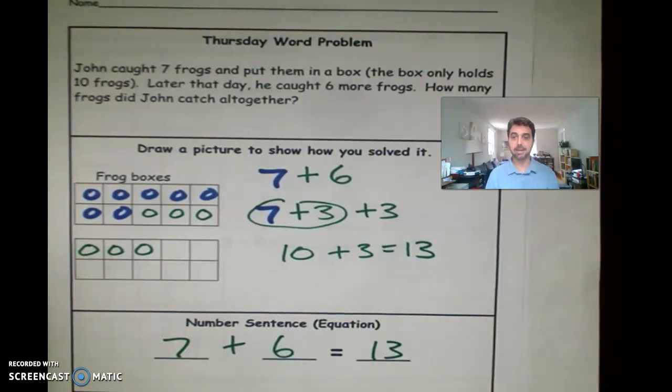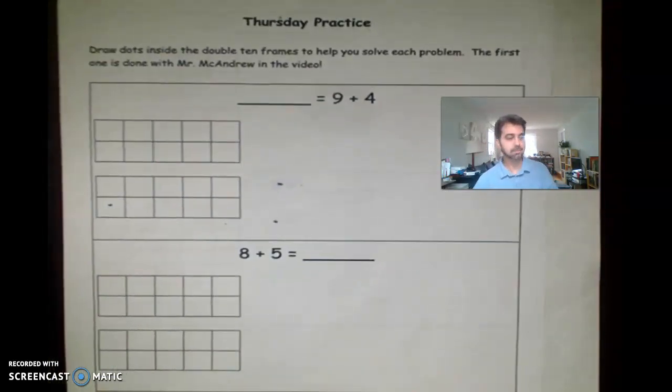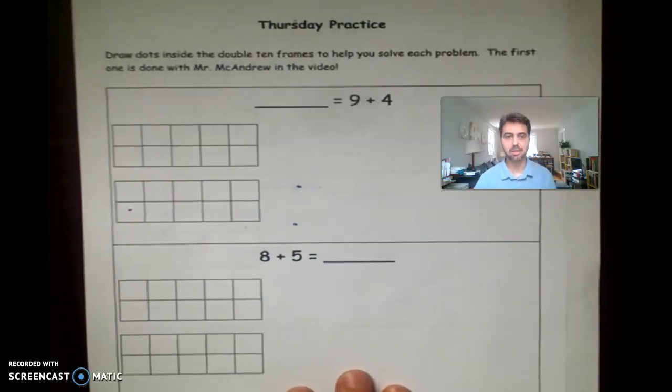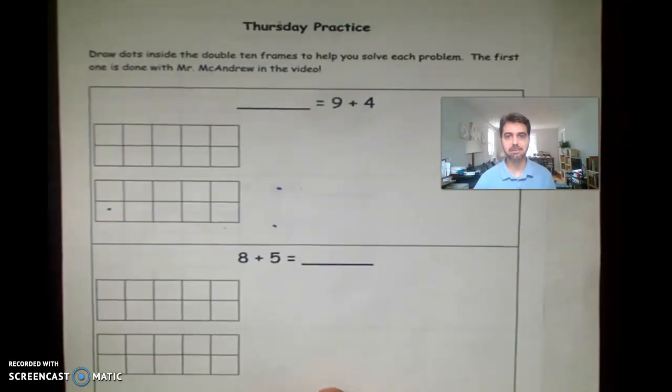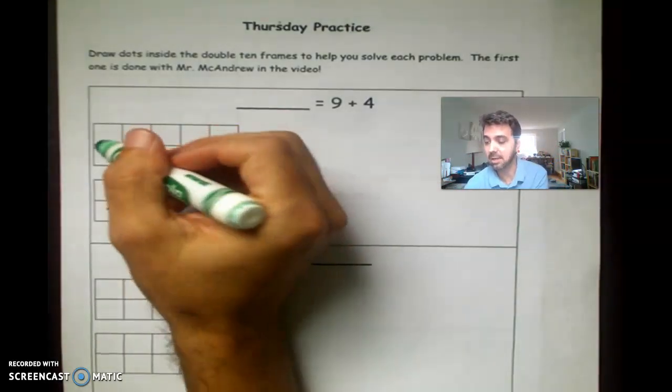Okay? All right, so we have some practice today, as usual. And as usual, I'll help you with the first one. It says draw dots inside the double 10 frames. The first one is done with Mr. McAndrew. That's me in this video right here, right now. Let's do it. Okay, so I'm thinking frogs, I'm thinking boxes that only hold 10 frogs. So this box only holds 10 frogs.